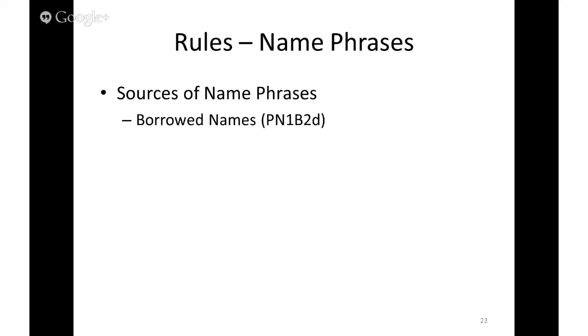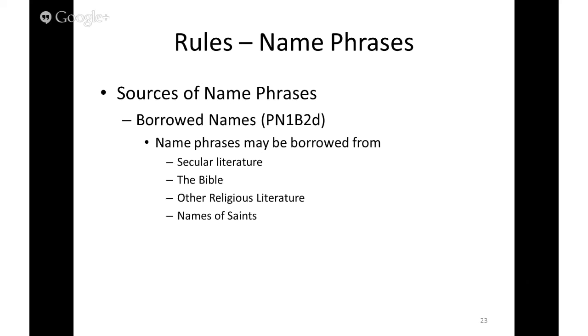All right, borrowed names. Borrowed names is an interesting one. It says we can borrow name phrases from secular literature, from the Bible, from other religious literature, and from names of saints. And a lot of people say, well, a name is in the Bible, it must be registrable. Everybody uses biblical names. And that's actually not true. Some cultures used them, some didn't. Depending on where and when you were, you used biblical names or not, and you may use some biblical names, but not others. So here's the thing about borrowed names.